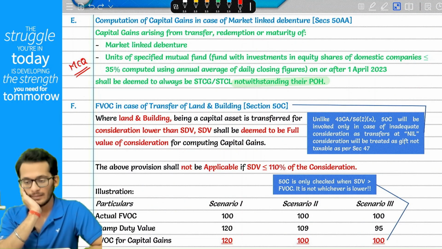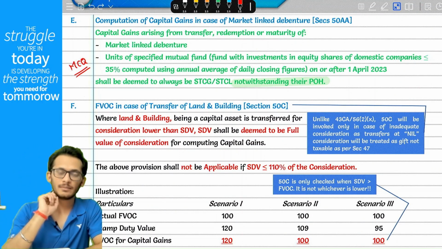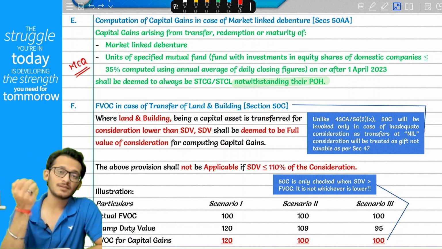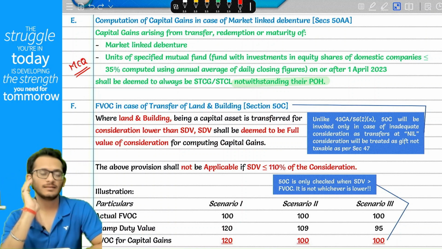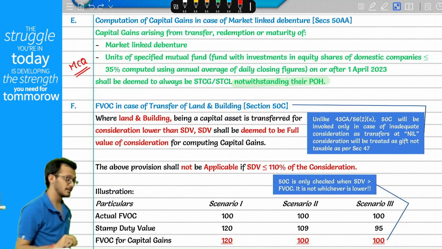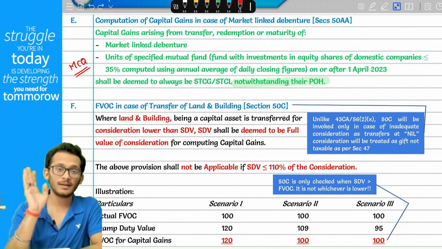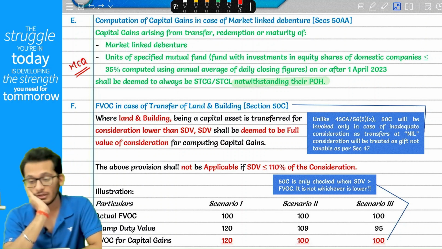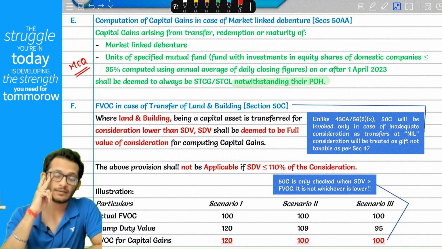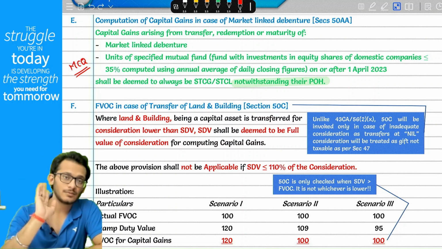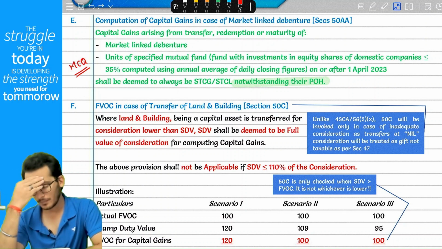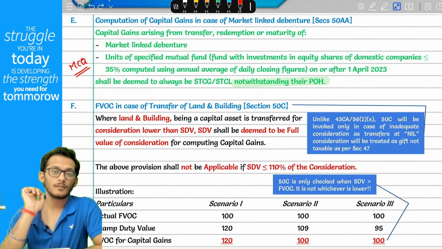Coming to the amendment of the current year. The amendment of the current year comes and says that if you are planning to buy any market-linked debentures, or you're planning to buy any mutual funds in which less than 35% of the mutual fund is invested in equity shares, which means most of the funds are coming from debt, in that case, income tax comes and says that these assets will now forever be called short-term assets, and so will always be considered as short-term capital gains and short-term capital loss, regardless of the period of holding, because the asset itself is short-term in nature. Clear?